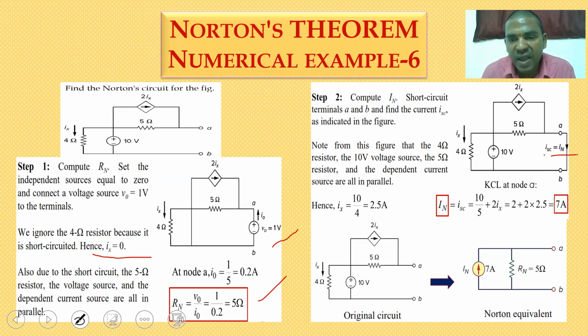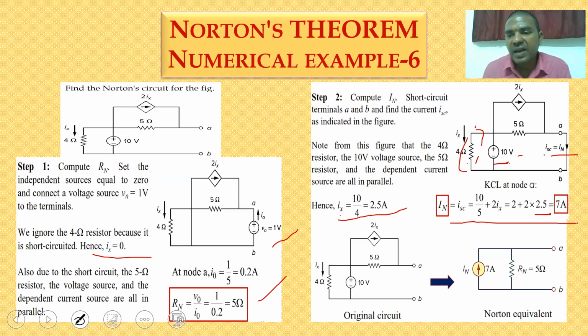Already the Ix value is how much? You have to calculate the Ix. How can you calculate the Ix? Ix is the current flowing through the 4 ohm resistor. What is the voltage drop across the 4 ohm resistor? 10 volts. So Ix is equal to 10 divided by 4, 2.5 amperes. Now the Norton's current is equal to 2 plus 2 into 2.5. Finally you get 7 amperes.